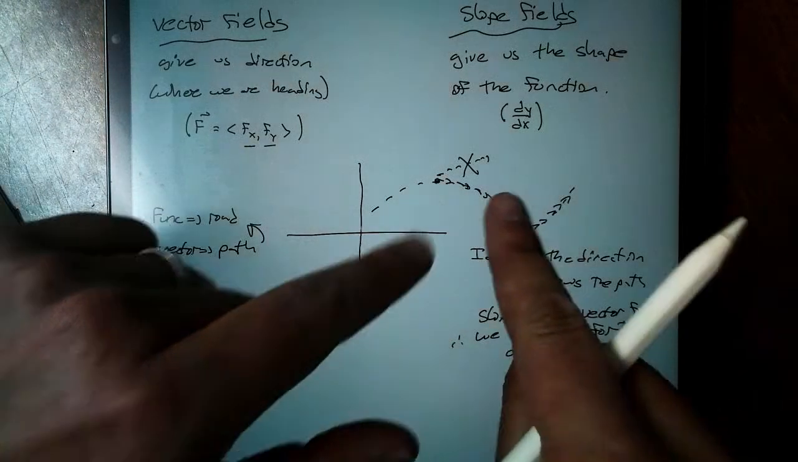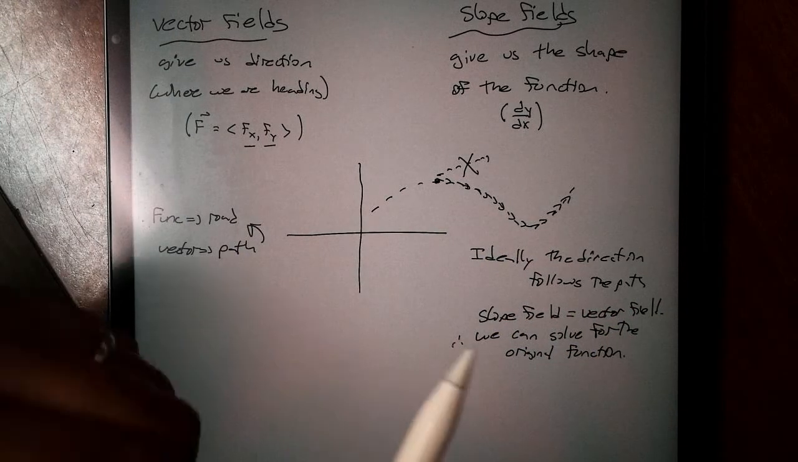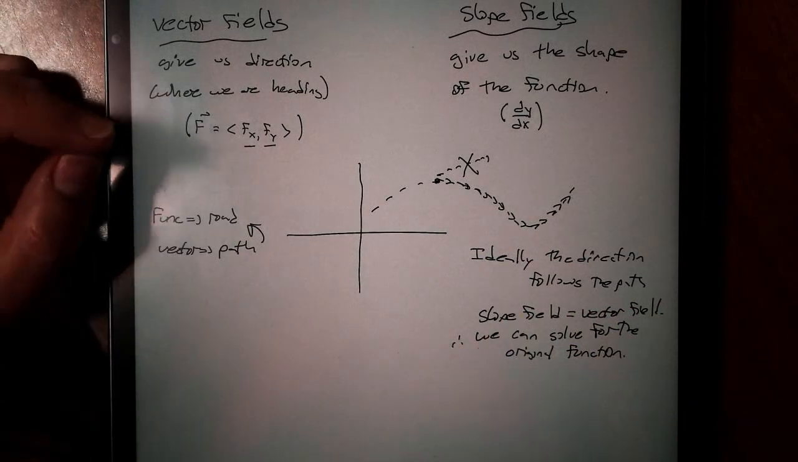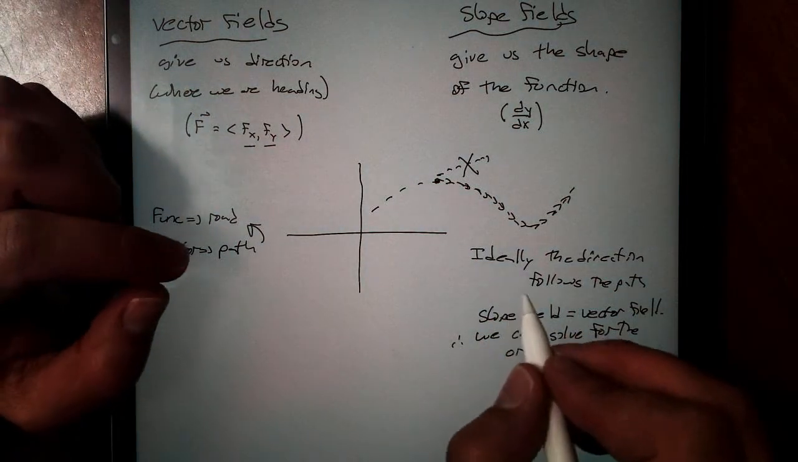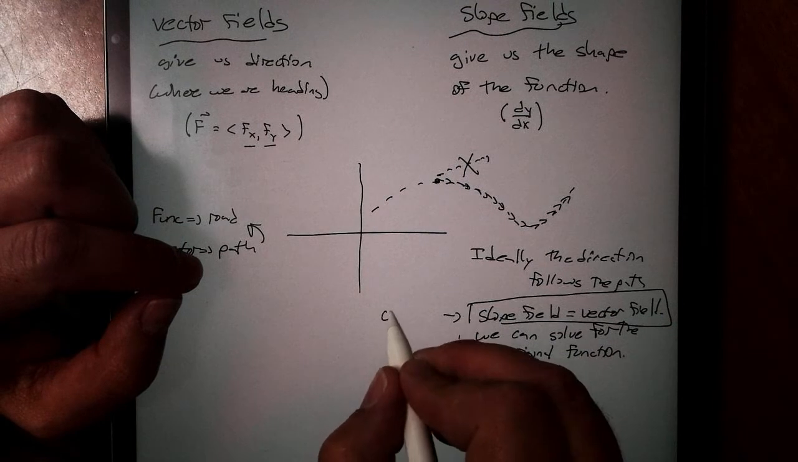So we want them to be the same. And there is a way we can tell that they're the same, but again, that's going to be in another video. We're not quite old enough for that yet. Now, we do have a special name for when the slope field and the vector field are the same. We call this conservative.